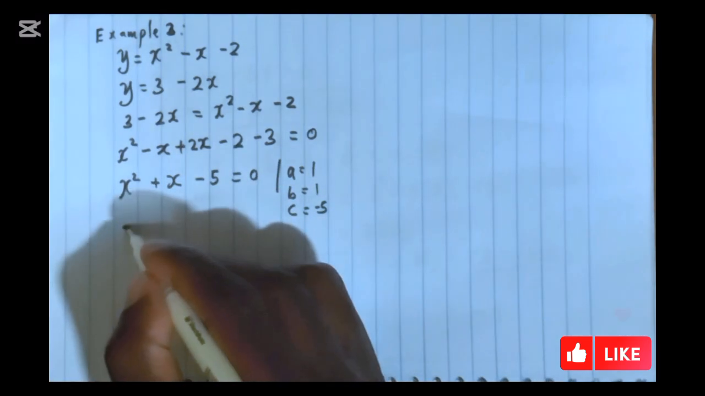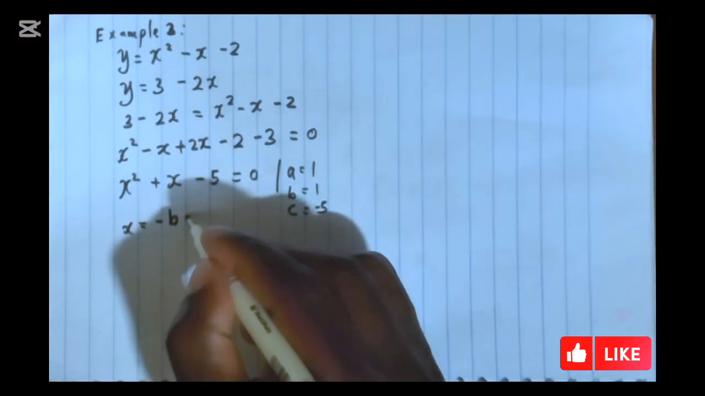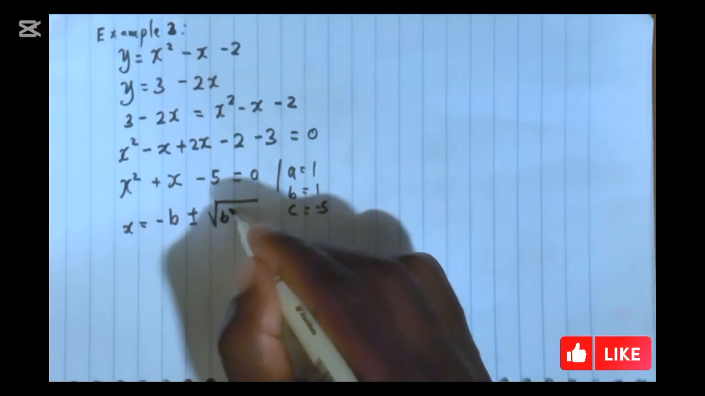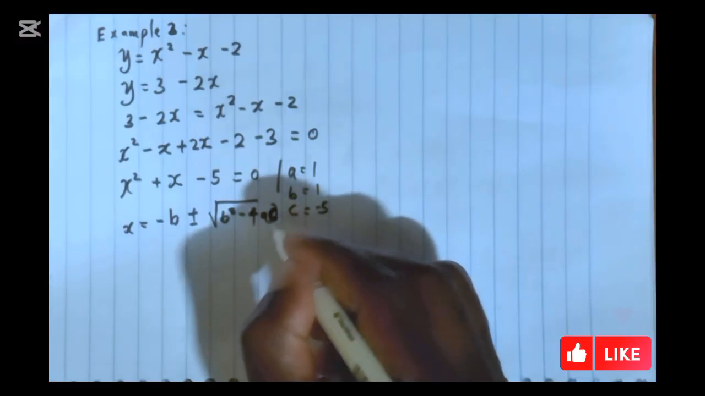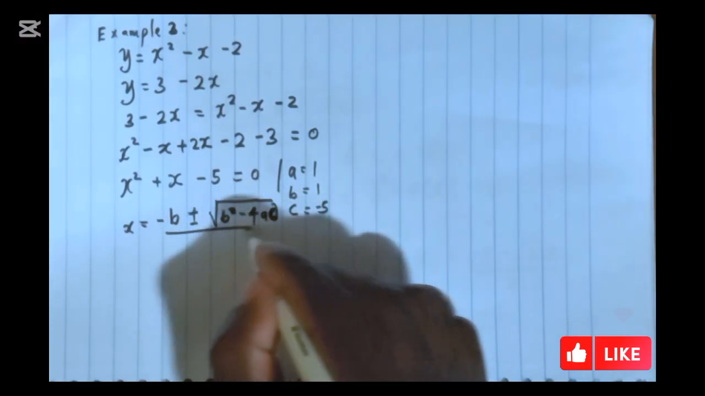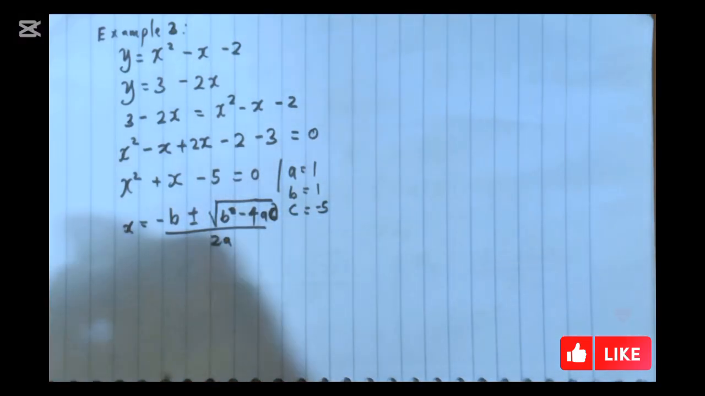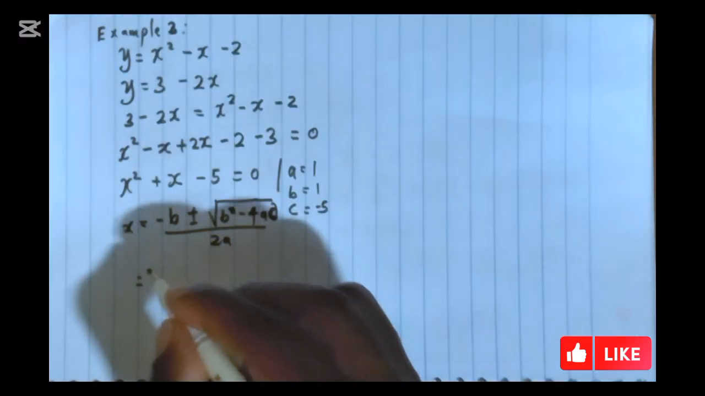So basically, we know that the quadratic formula is x equals minus b plus or minus the square root of the discriminant, which is b squared minus 4ac, all over 2a. So we are not going to find out the discriminant in this particular case, but we can actually go ahead and do that. Okay, let us just do it.